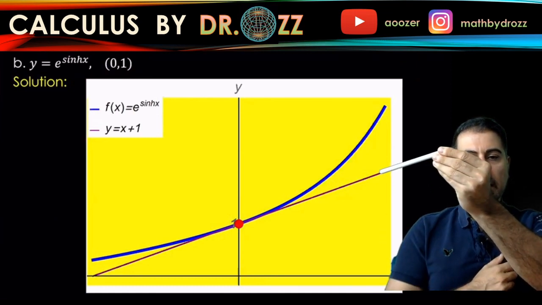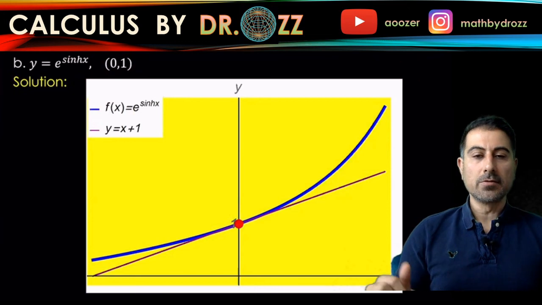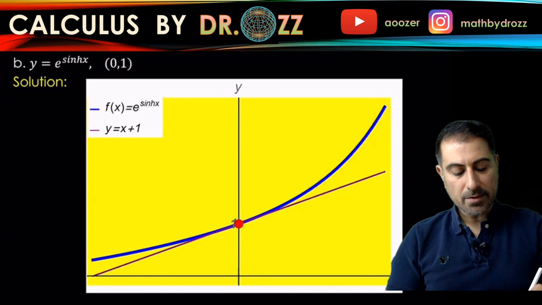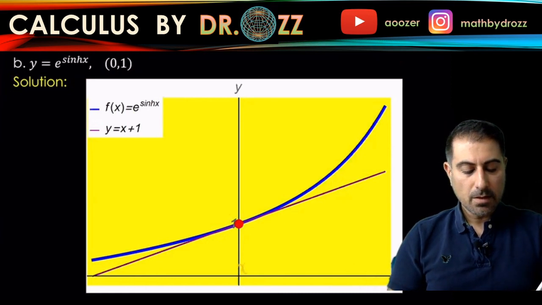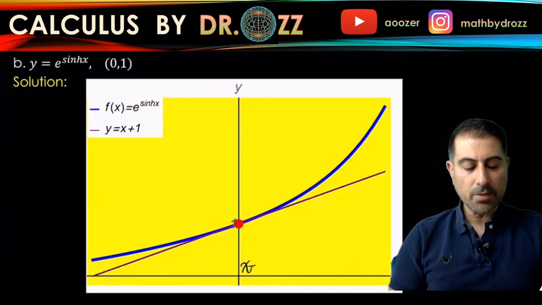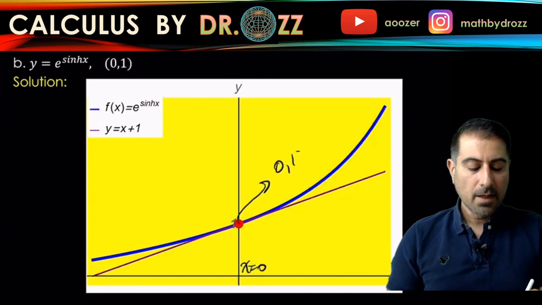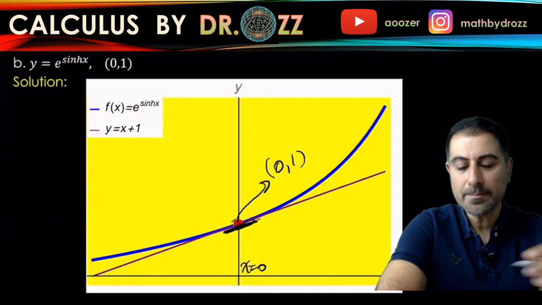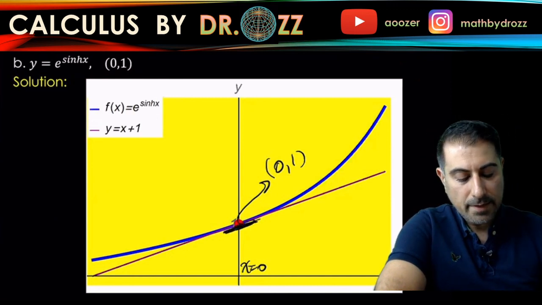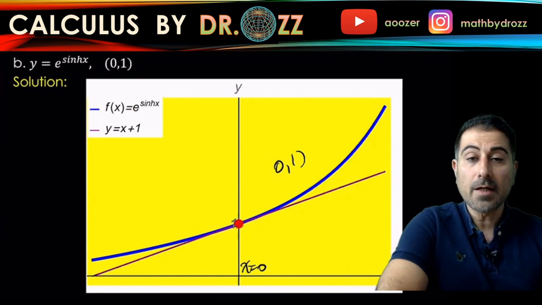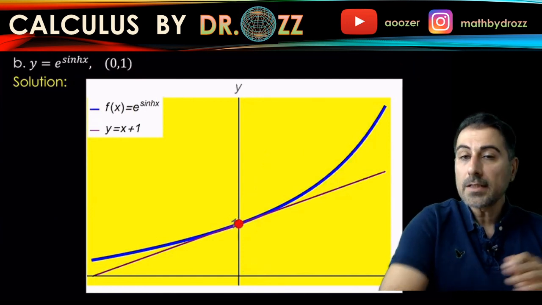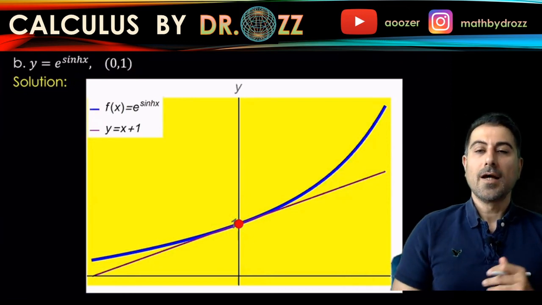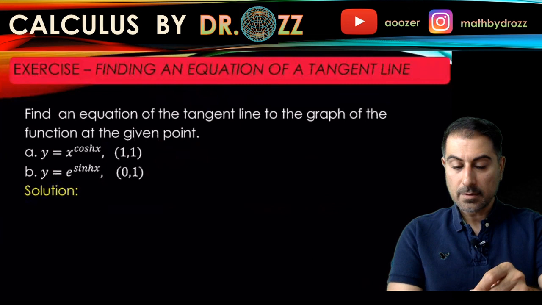But you should be able to see that this red line is tangent to the graph at x equals 0. And this is the point, in fact, 0, 1, and we can perfectly see that this line is tangent to the graph at this point. All right. So that takes care of part B, and I think we're completely done with both parts of this question.